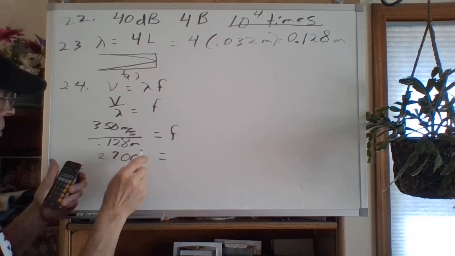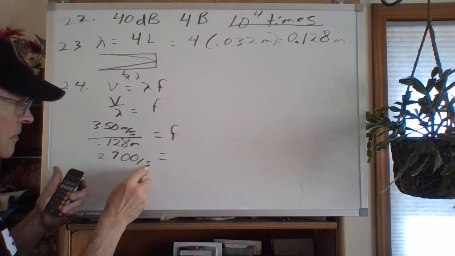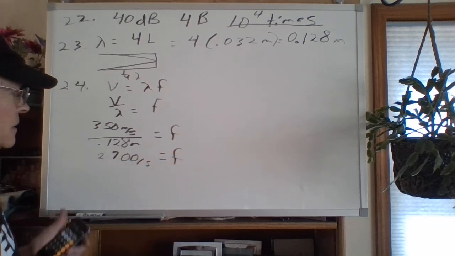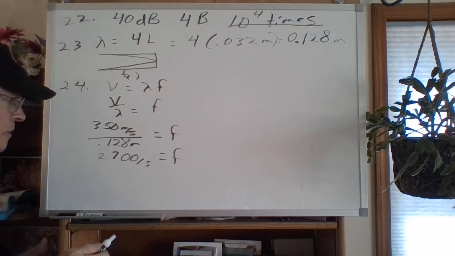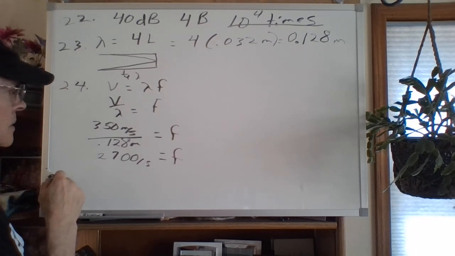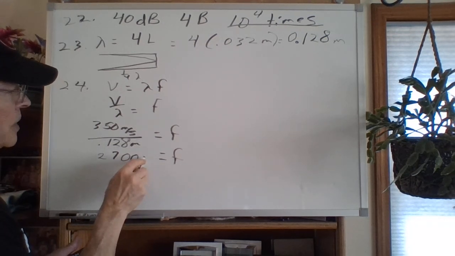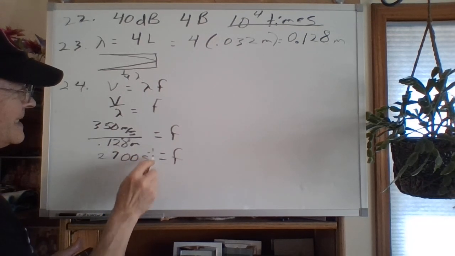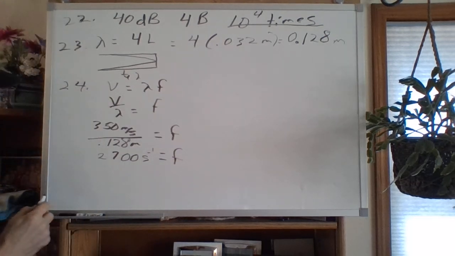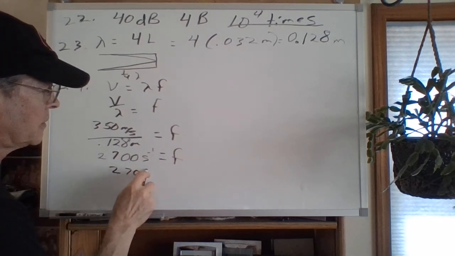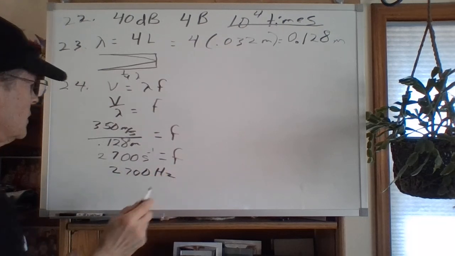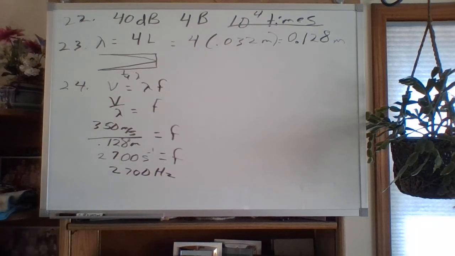2,700 per second, or hertz, to two significant figures. If you don't like that per second expression, you could write s to the negative 1 power, or you could write 2,700 hertz. All right, number 24.